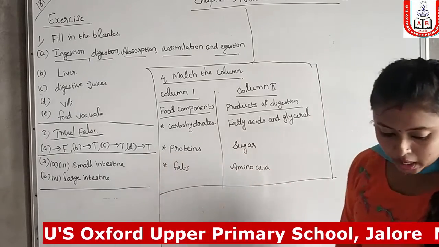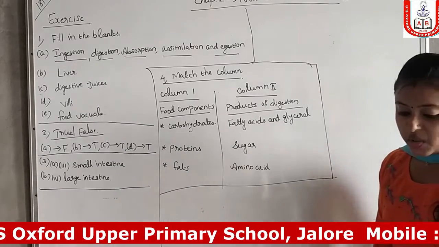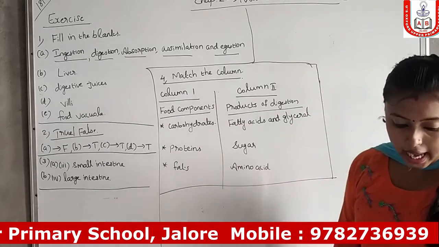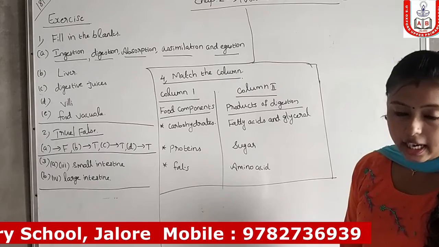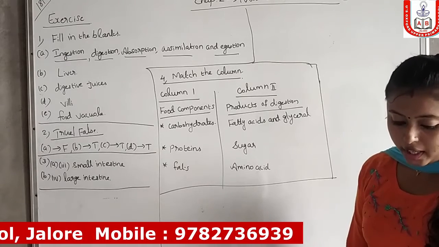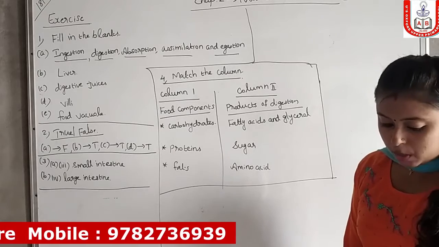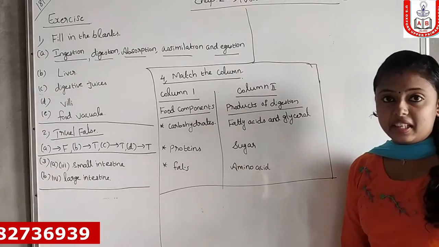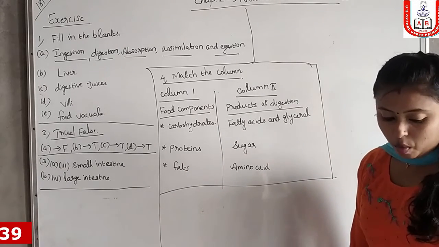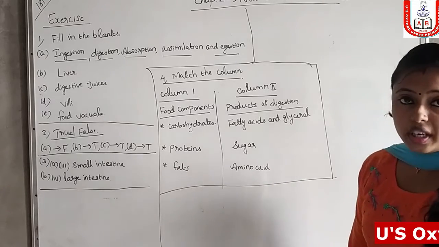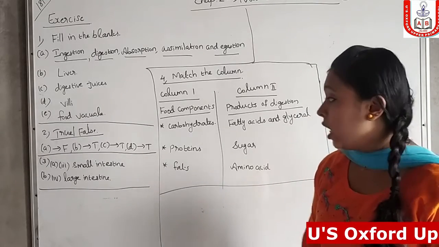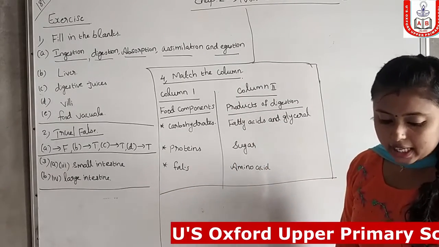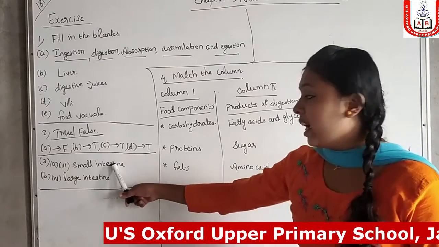Next, the third question: tick the correct answer. A: Fat is completely digested in. The options are stomach, mouth, small intestine and large intestine. The answer is the third one, small intestine. Fat is completely digested in the small intestine.